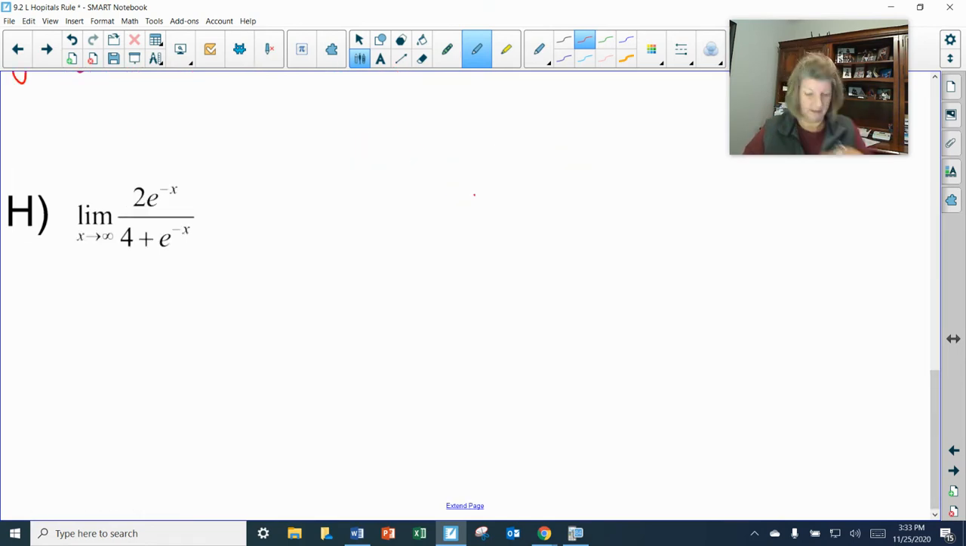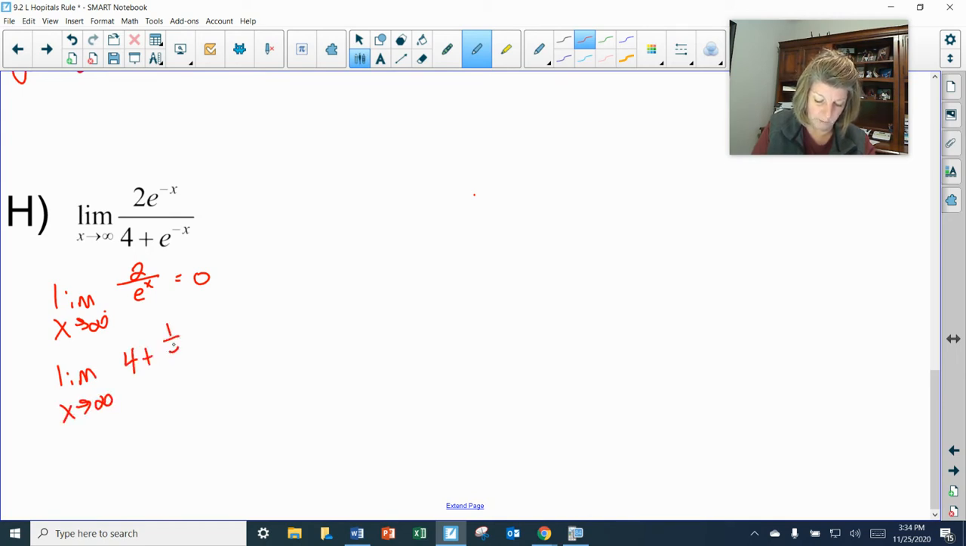This one looks kind of fun, doesn't it? So I'm going to slow this one down just because I'm not quite sure where this is headed. This would be 2 over e to the positive x. And if I put infinity in, that's going to go to 0. And what about the denominator? As x goes to infinity, 4 plus 1 over e to the x. And that would be a 4 plus 0. So that would be 4.